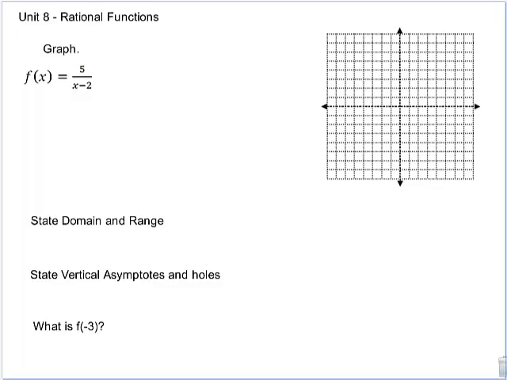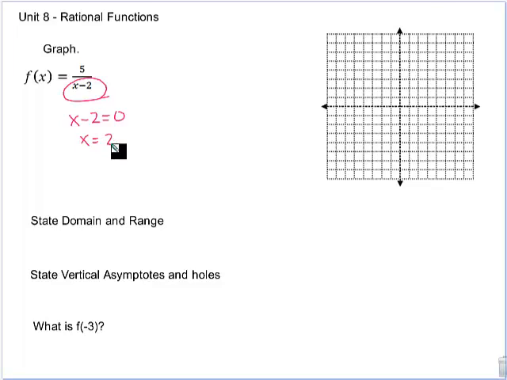This is Algebra 2 reviewing for second semester final on Unit 8, Graphing Rational Functions. So if we have the function 5 over x minus 2 and we want to graph it, first we have to determine if there's any vertical asymptotes. So where does our denominator equal 0? Well, x minus 2 will equal 0 at x equals 2.